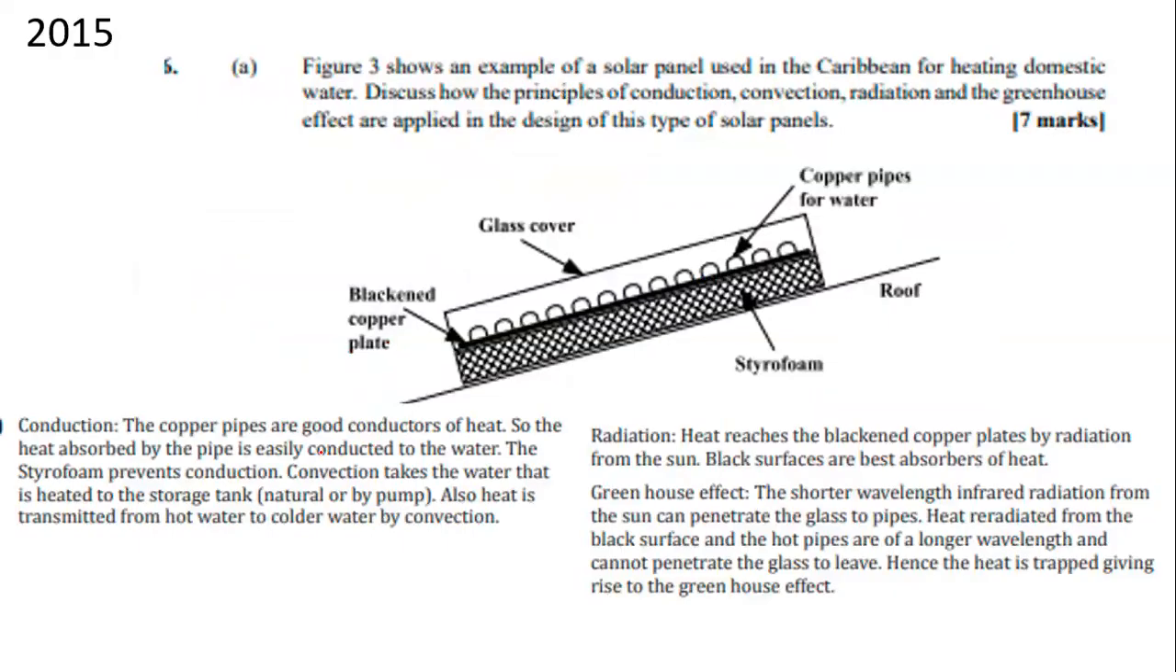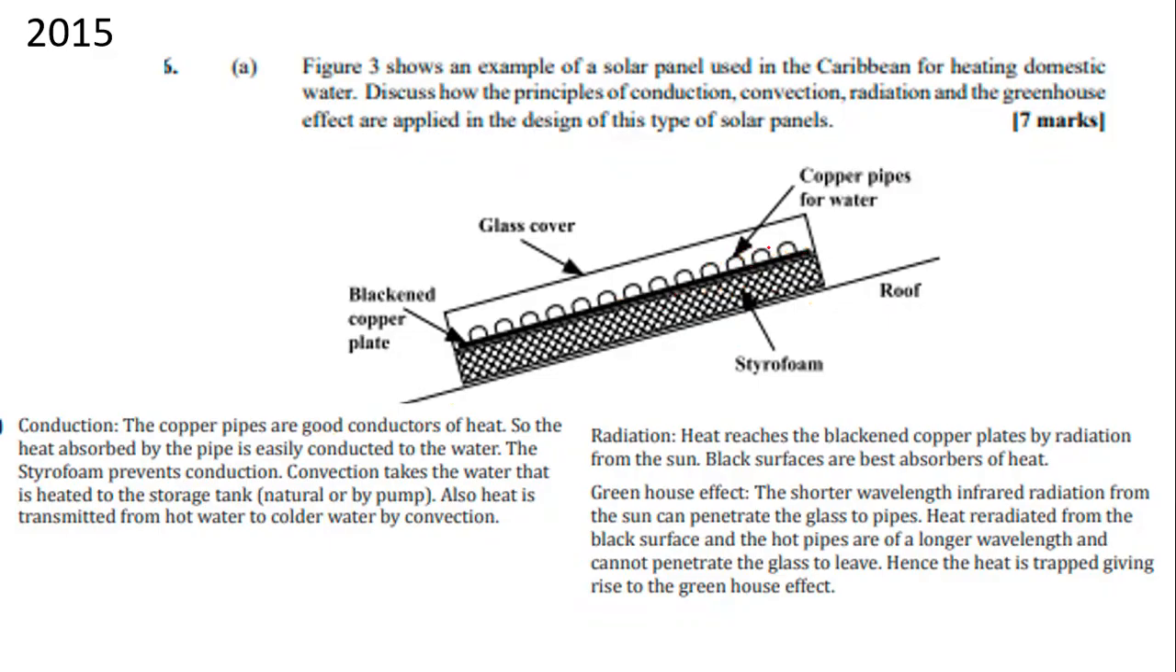Now moving on to 2015, it says that figure 3 shows an example of a solar panel used in the Caribbean for heating domestic water. They discuss how the principles of conduction, convection, radiation, and the greenhouse effect are applied in the design of this type of solar panel. All right, so we're thinking about a water heater here. So if you look, you're seeing some copper pipes. Copper is a good conductor of heat, and also electricity, but in this case, we're talking about heat, yeah?